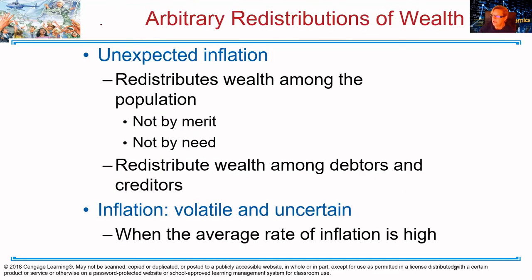So we would say that $1 is not worth $1 in inflationary times. The 6th would be arbitrary redispositions of wealth. What this means is when we redistribute wealth. So again, who wins in inflation? People who are in debt.